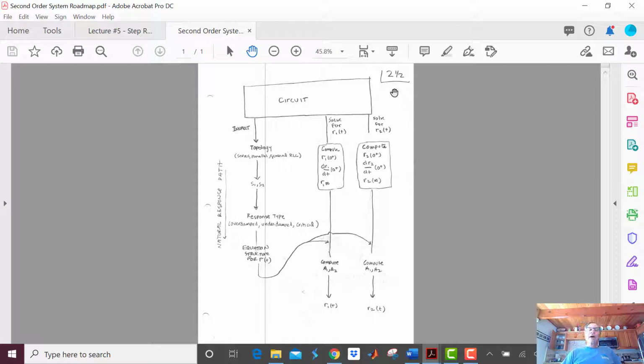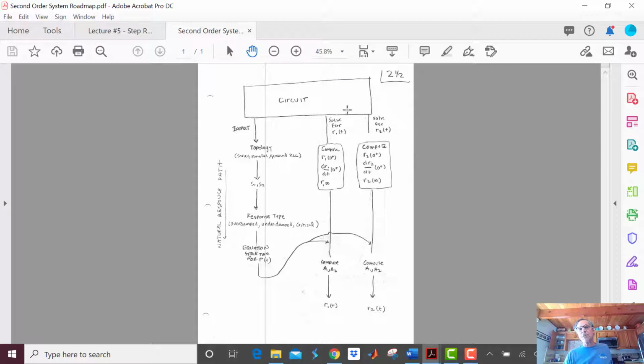But what I want to point out with this roadmap is that regardless of what you're asked for, you've got to recognize the topology of the circuit. Is it a series RLC? Is it a parallel RLC? Or is it what we're going to work with in the next lecture? Is it a general RLC? But for now, we're just doing series and parallel RLC. So regardless of what you're asked for here, find the topology of the circuit, because that's going to give you S1 and S2. Those are those natural frequencies. Those are the roots of the characteristic equation, because you're going to use those values of S1 and S2 for anything that you were asked for here.